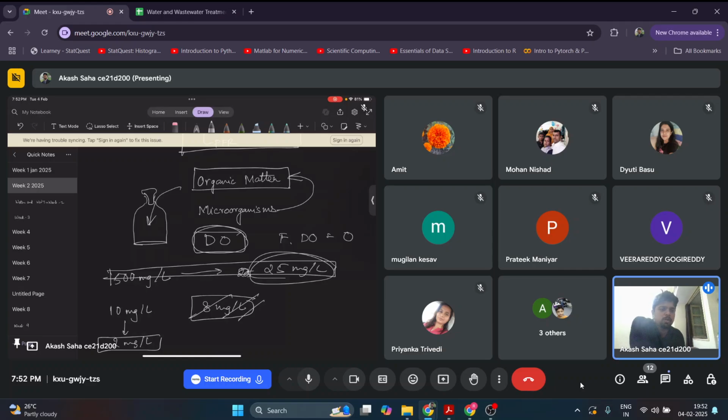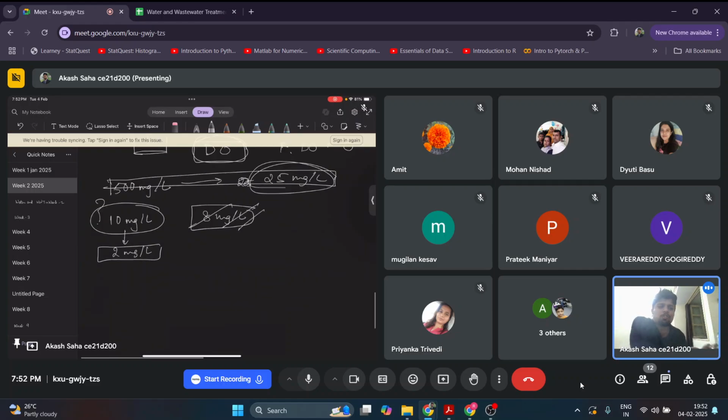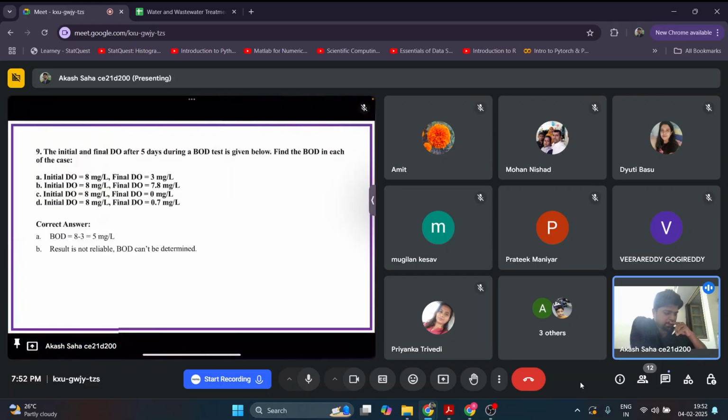But this I cannot calculate. I am just assuming it to be 10 milligram per liter, but I don't know this value. This value is not known to me. So how will I be certain about that BOD test? We cannot be sure. So whenever my DO is falling below 0, we cannot accept the reading. Is it clear to all of you?